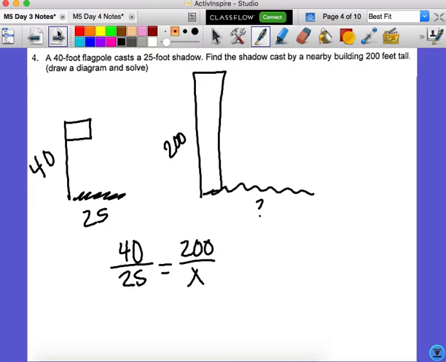So 25 times 200 is going to end up being divided by 40. So x is 125 feet. It's a big shadow.